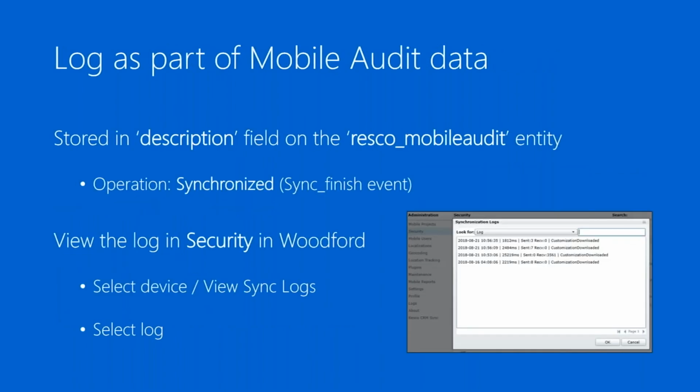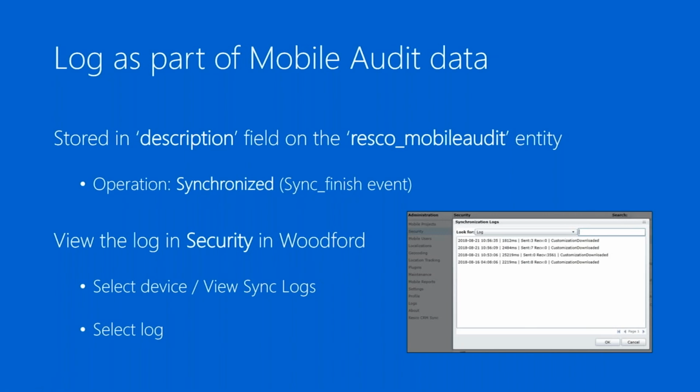Where can you find them? If you want to access these logs as raw data, you can take a look at the Resco Mobile Audit entity. That's one of the entities that Resco Woodford creates automatically. And in the description field, you will find the synchronization log. There are many different operations that can be tracked. But as part of the synchronized event or the sync finish event, you will see, if you open up the Resco Mobile Audit, that there are different types of events. There, the description will contain the synchronization log.